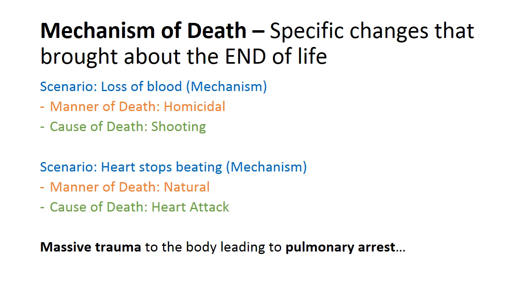Mechanism of death is the specific changes that brought about the end of life. So if we have somebody who is shot, the mechanism would be loss of blood, manner of death would be homicidal, cause of death would be shooting. If we have somebody who has a heart attack, the mechanism of death would be the heart stops beating, manner of death would be natural, cause of death would be a heart attack.